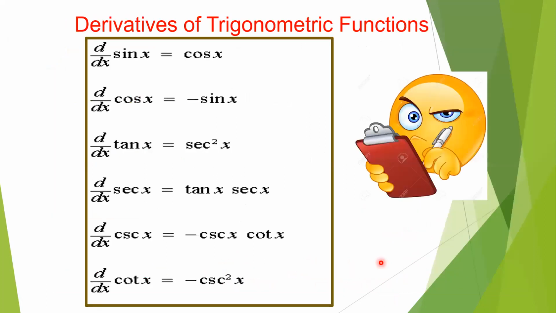Okay, so that's it. Now for the derivatives of trigonometric functions, we have the following formulas. The derivative of sine x is cosine x. The derivative of cosine is negative sine. The derivative of tangent is secant squared. The derivative of secant is secant x tangent x, or tangent x secant x. The derivative of cosecant is negative cosecant cotangent. The derivative of cotangent is negative cosecant squared.